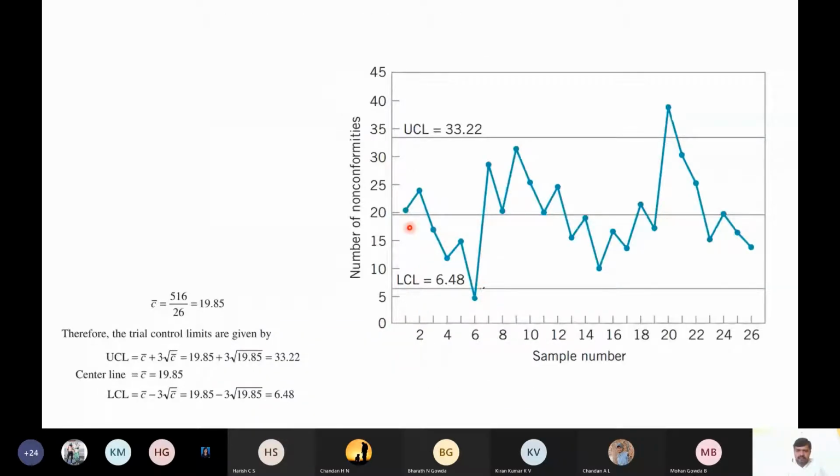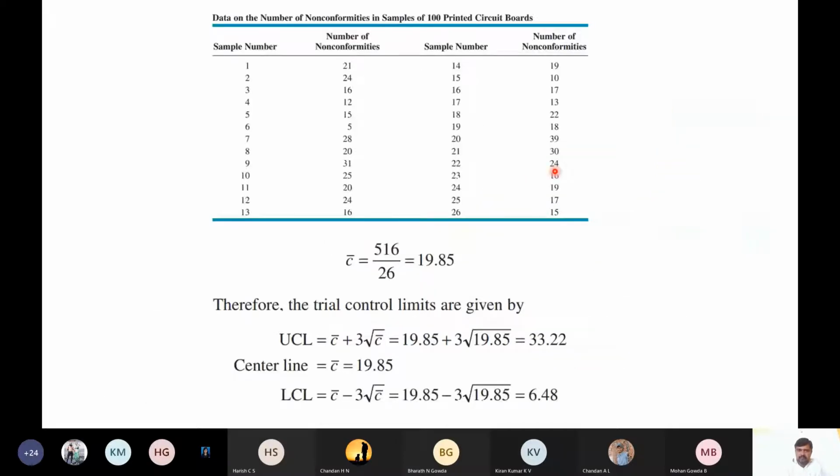First, draw the x-axis. Consider that you need 26 divisions to represent the 26 sample numbers. On the y-axis, consider the number of non-conformities. While choosing the scale, you can look at the minimum and maximum values. Here the minimum value is 5 and the maximum value is 39. So if you take 1 unit equal to 5 defects, you can go from 0 to 40.